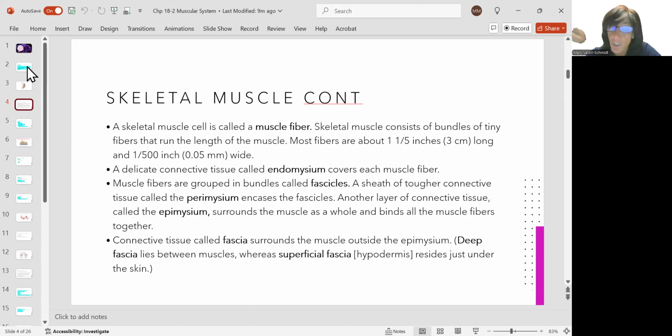Then there's connective tissue around the muscle that's called fascia. The deep fascia lies between muscles. Superficial fascia is your hypodermis. If you think back to when we looked at skin, the integumentary system, that's what that is, just underneath the dermis.